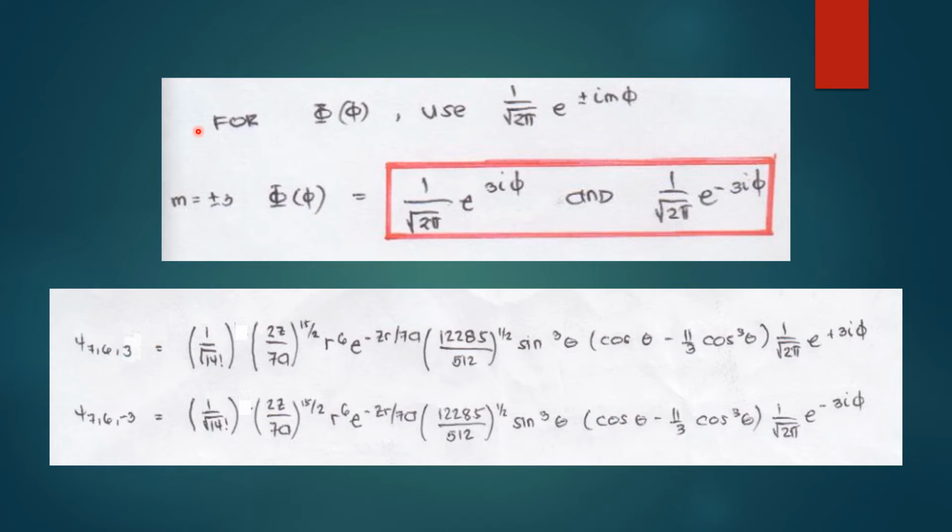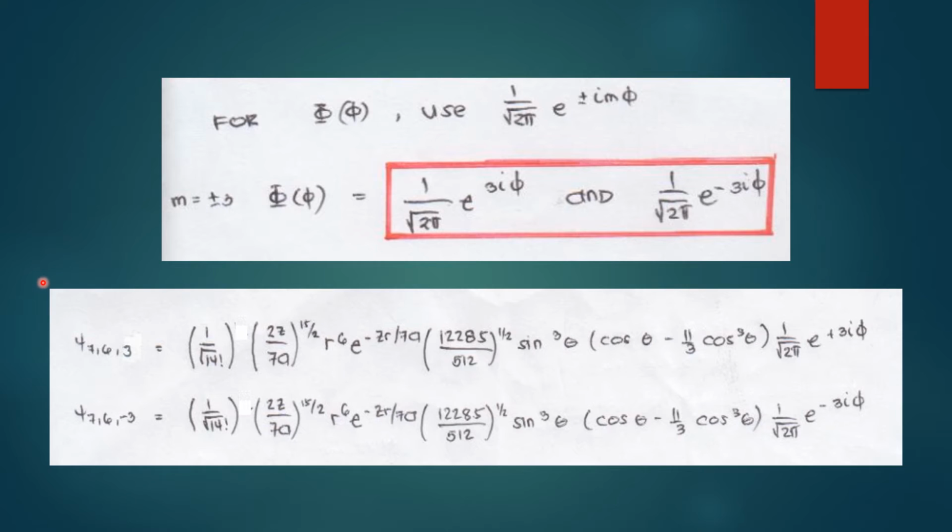Lastly, to complete our wave function, we need to compute the value of phi, and we can use 1 over square root of 2 pi e raised to positive or negative i m phi. Substituting our value of m, positive or negative 3, into this term will give us 1 over square root of 2 pi e raised to 3i phi and 1 over square root of 2 pi e raised to negative 3i phi.